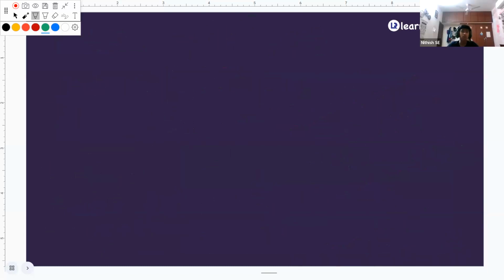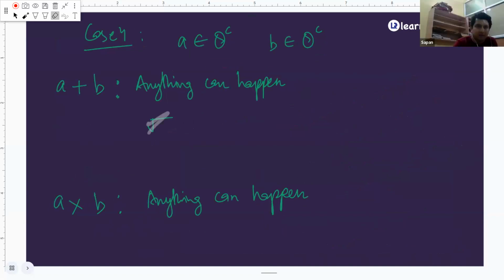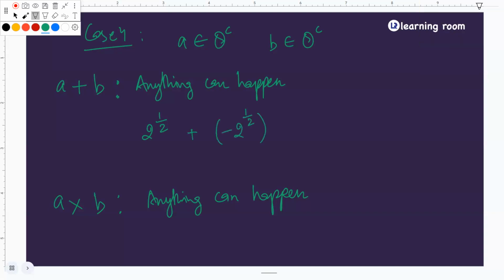So I found out the answer for A plus B if both are irrational, sir. It's a rational number. What do you think about this: 2 power 1 by 2, is it rational? No, it's irrational. What if I add it with minus of 2 power 1 by 2? What do I get? It will become zero, sir. And what is 0? It's a rational number.